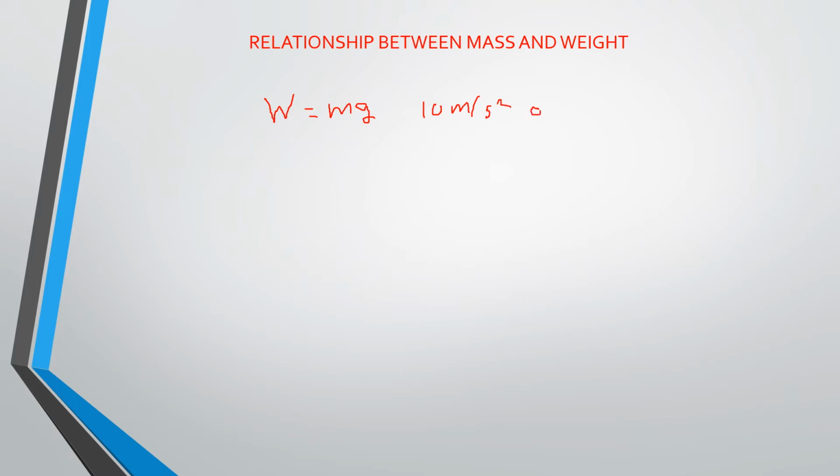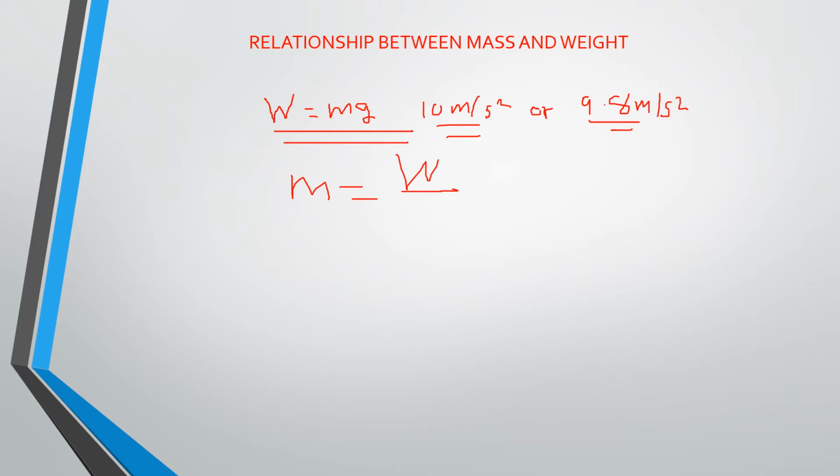Or in some textbooks it can be given to you as 9.8 meters per second squared. So depending on the g that is given to you, you use that one to solve any problem you want to solve. Aside from that, you can also find mass from this equation. Mass is given as weight over acceleration due to gravity. So these are the two equations that relate mass and weight.